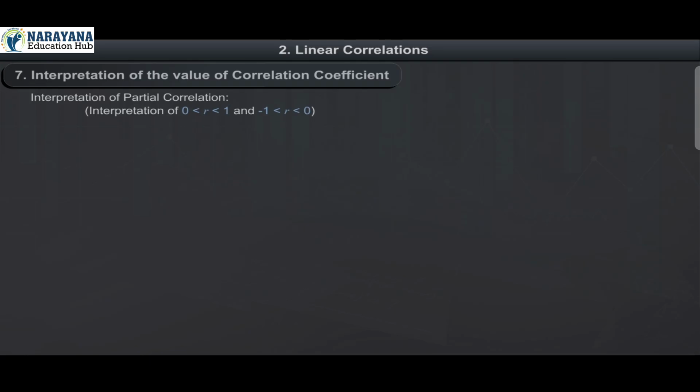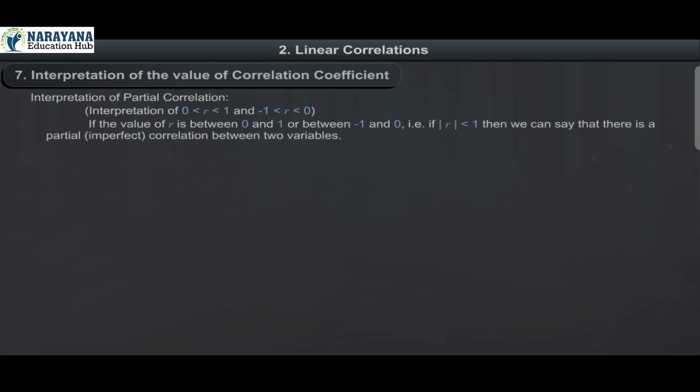Interpretation of partial correlation. Interpretation of 0 < R < 1 and -1 < R < 0. If the value of R is between 0 and 1 or between -1 and 0, that is, if modulus of R is less than 1, then we can say that there is a partial, that is, imperfect correlation between two variables.